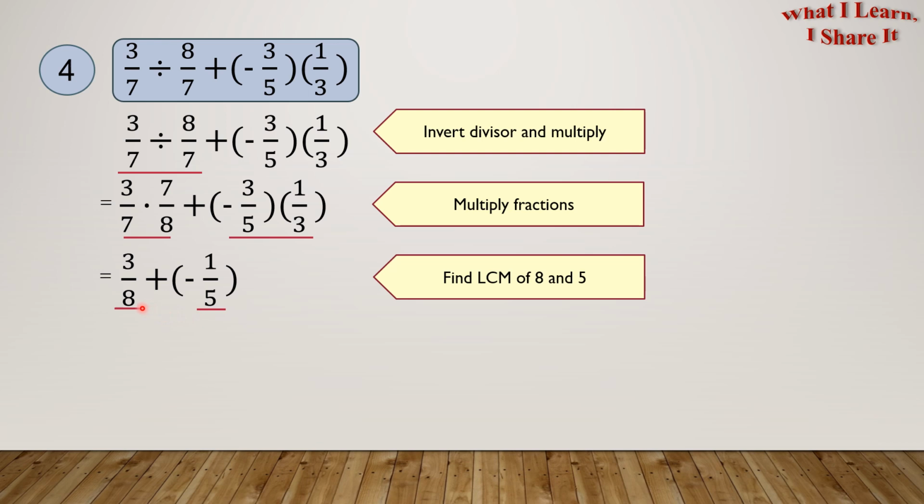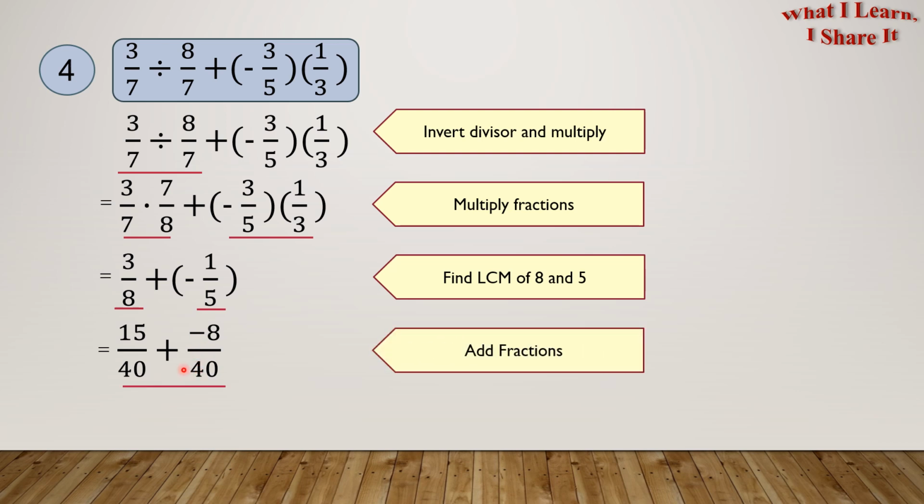Now we have to find the LCM of 8 and 5, because in order to add these two fractions, the denominator needs to be the same. The LCM is 40, so this gives us 15 by 40 plus negative 8 by 40. When we add these two, we get 7 by 40, so our answer is 7 by 40.